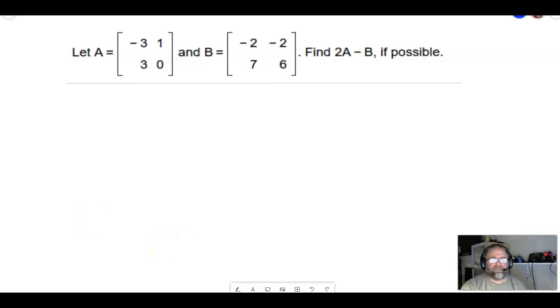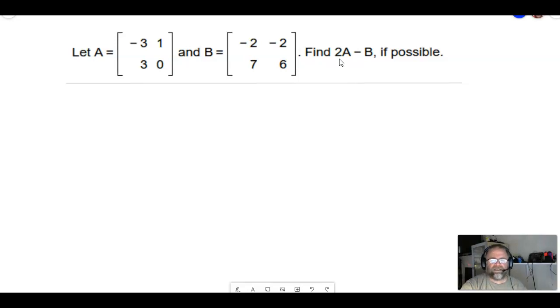Today I want to take a look at an example from section 9.2. This is on matrices, and this is number 9. So let's take a look at it. It defines two square matrices for us. Remember, a square matrix is a matrix that has the same number of rows as it does columns. So this here is a 2 by 2 because it has 2 rows and 2 columns, and this one here is a 2 by 2. That means it has 2 rows and 2 columns. And they want us to find 2a minus b if possible.